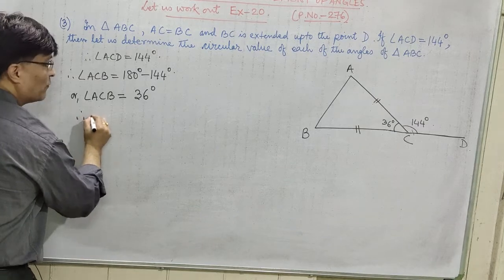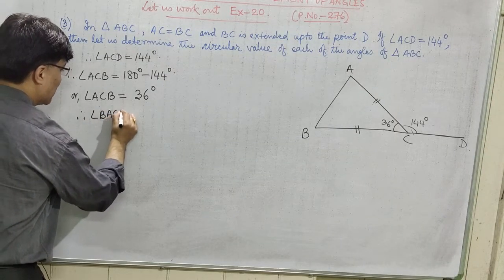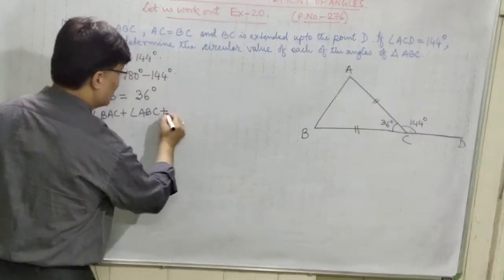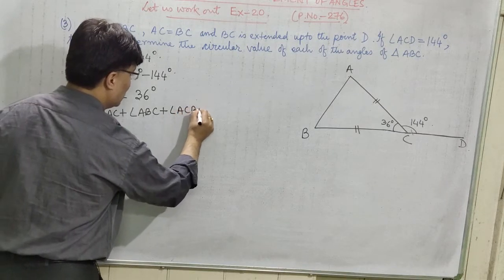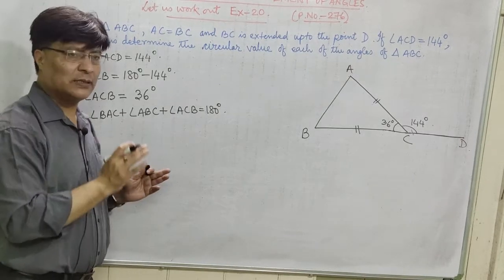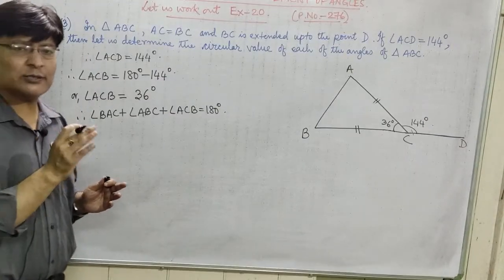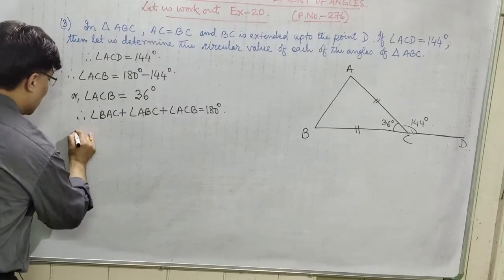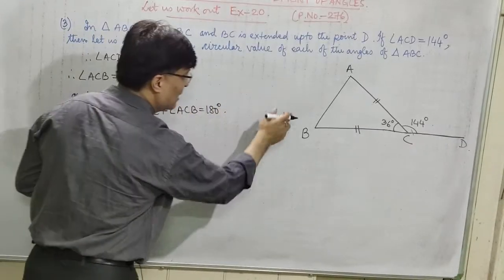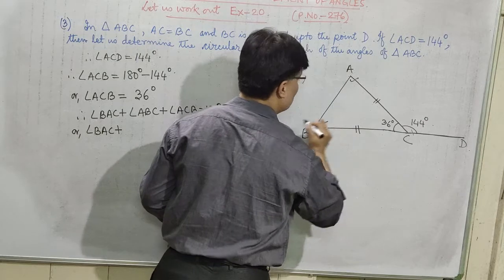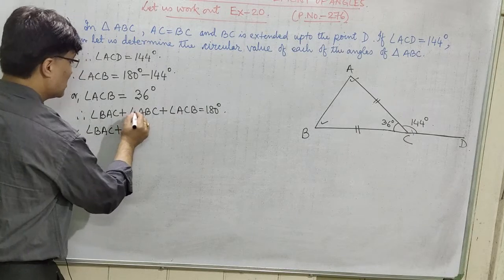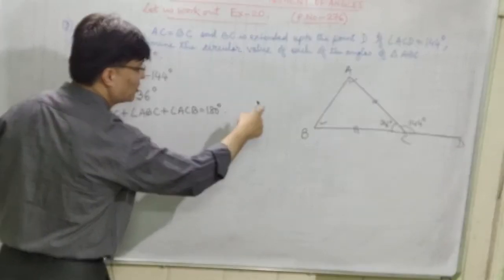So now, what is angle CAB and angle ABC? Angle BAC plus angle ABC plus angle ACB is equal to what? This is 180 degrees, right? You know that in triangle ABC, the sum of the three angles of the triangle is equal to 180 degrees. And you know that angle BAC and angle ABC are always equal. So instead of angle ABC, you may write angle BAC, isn't it?